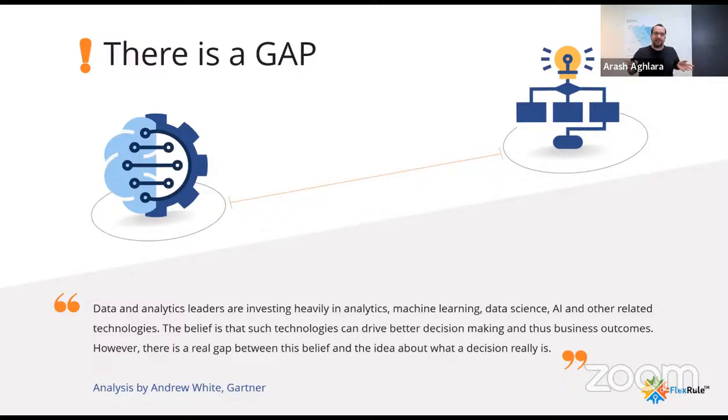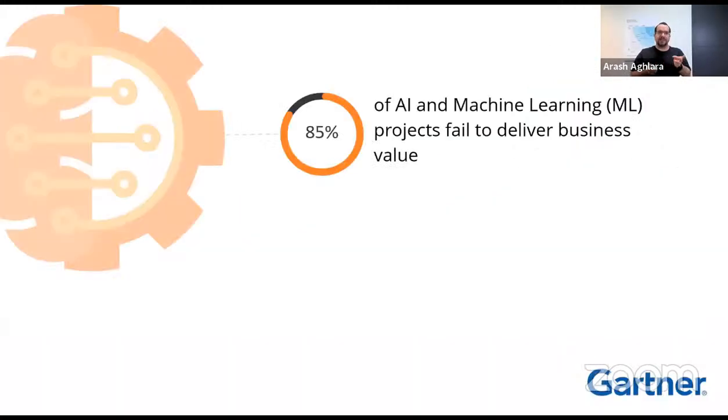So there is a very big gap between what a decision is in the context of machine learning and business rules and the context of a business. And if we don't recognize this gap, we're going to solve a problem that doesn't exist. It's not important for the business. And it's not a surprise that with this approach 85% of projects become irrelevant to the business. They don't deliver any business value whatsoever.